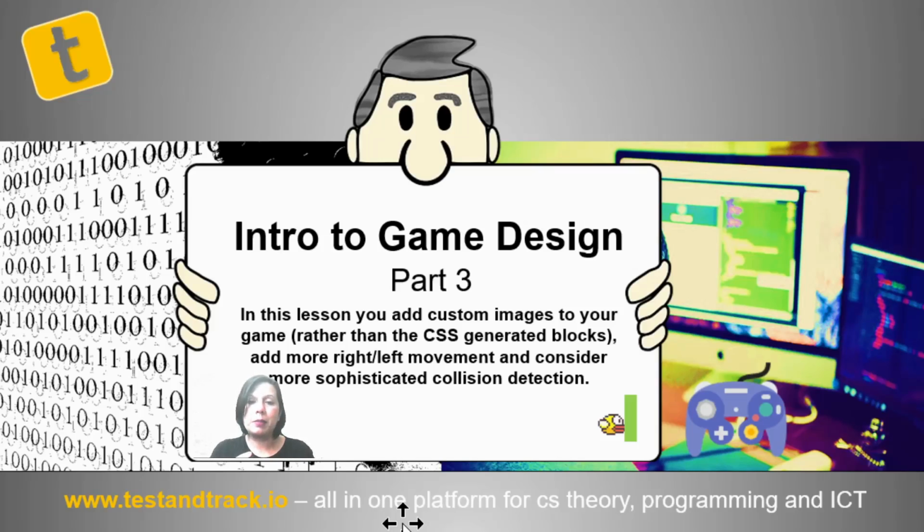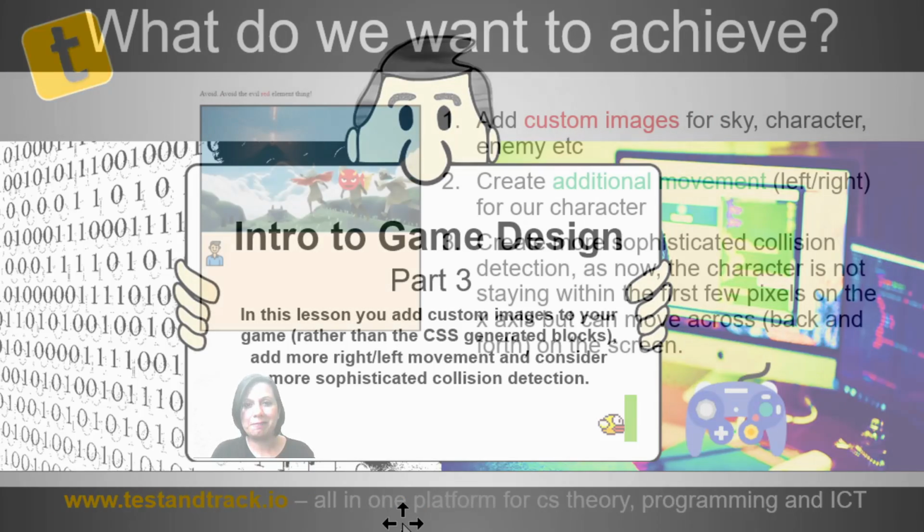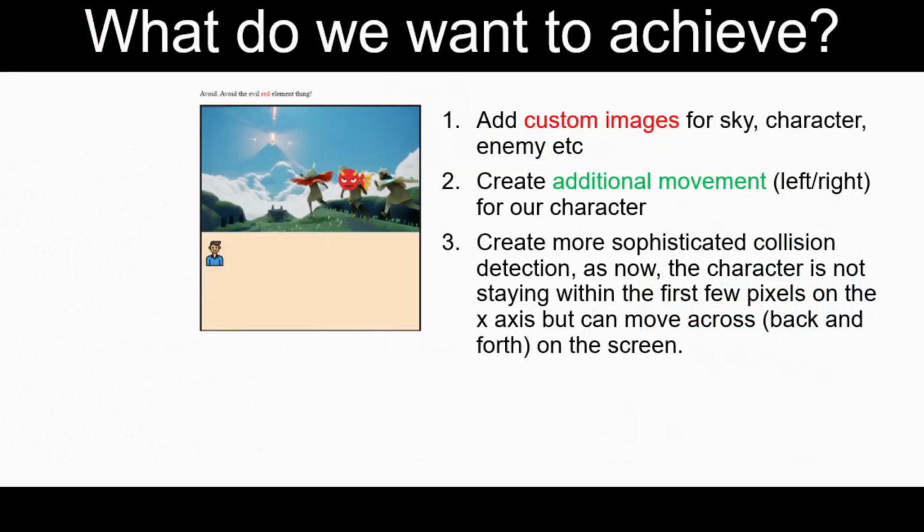We're also going to add a bit more right-left movement and look at some of those skills, and also look at more sophisticated and more complex collision detection. So let's get started. So what do we want to achieve? As mentioned, in this video we're going to be adding custom images for the sky, for the character, for the enemy, etc. We'll also be looking at additional movement like left and right, and sophisticated collision.